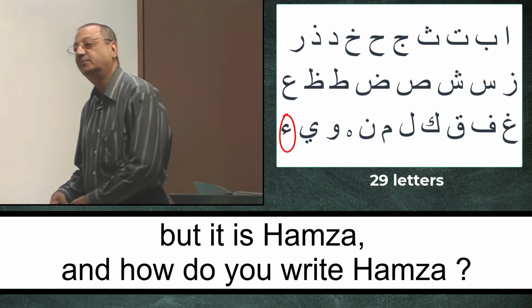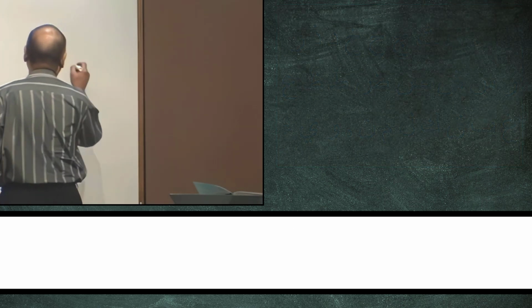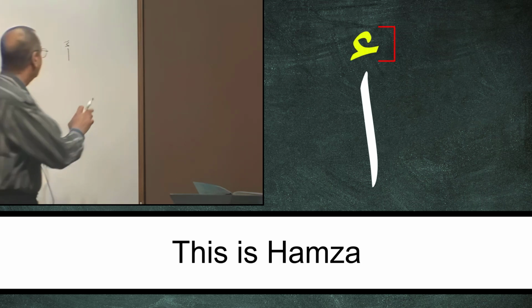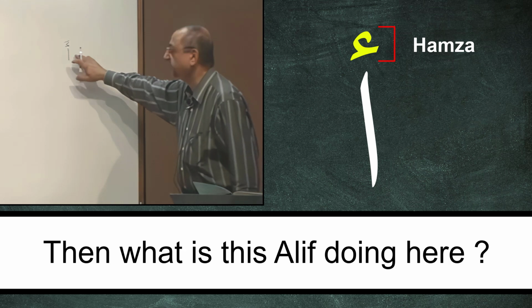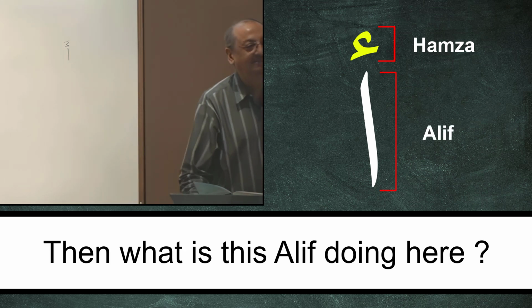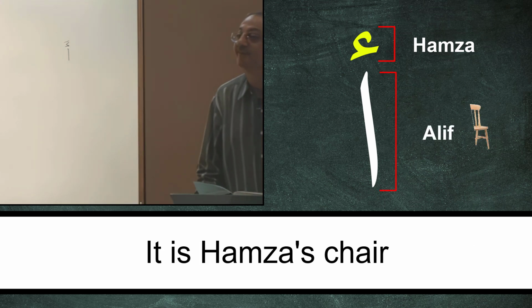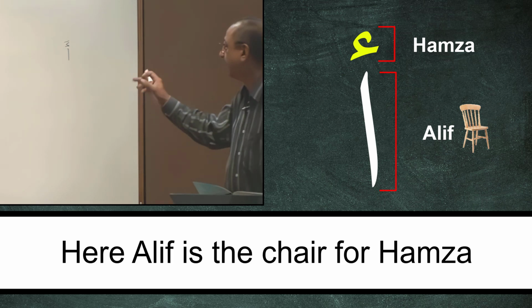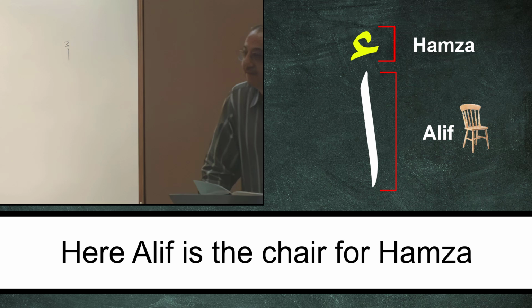And how do you write Hamza? This is Hamza, brother. Then what is this Alif doing here? It is Hamza's chair. Hamza is very delicate. She needs a chair. Okay? So here Alif is the chair for Hamza.